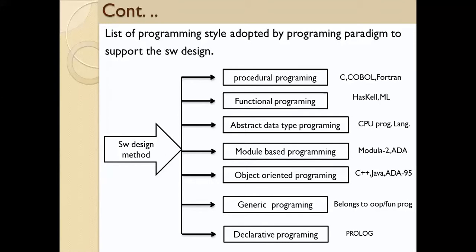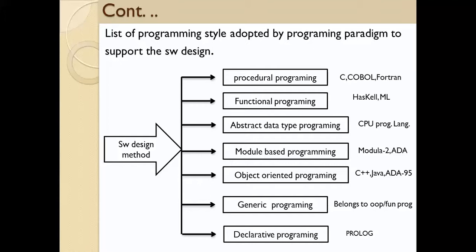So the styles are: procedure programming, functional programming, abstract data type programming, module based programming, object oriented programming, generic programming, and declarative programming. These are the styles of programming languages, and different languages are sorted into these categories. First we consider procedure programming. In that, C, COBOL and Fortran come under procedure programming.